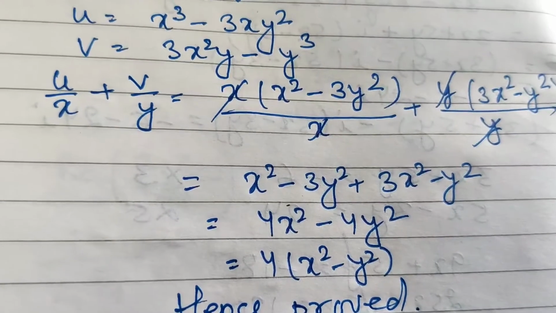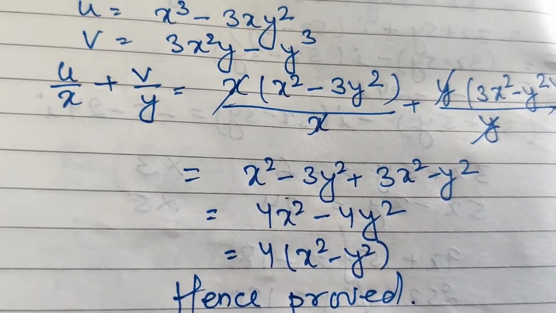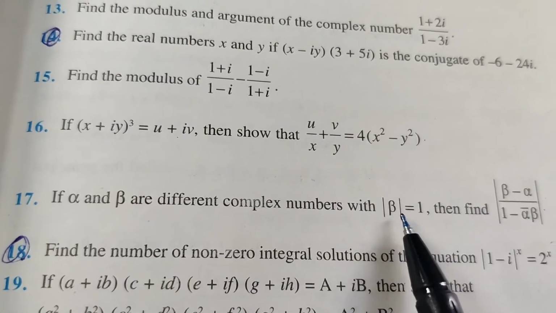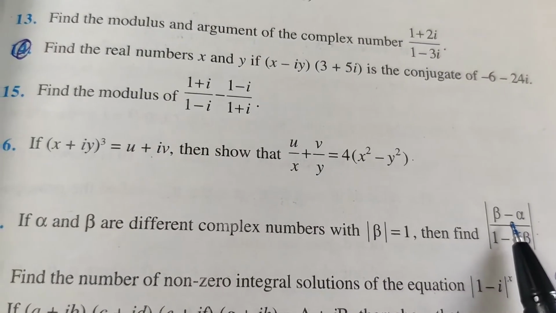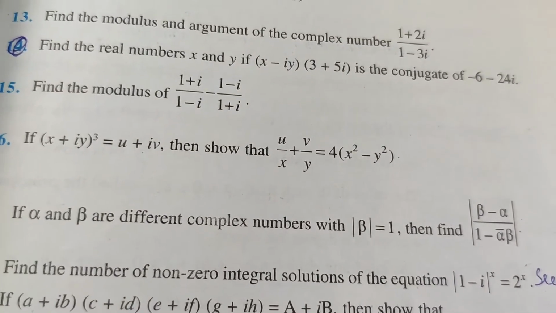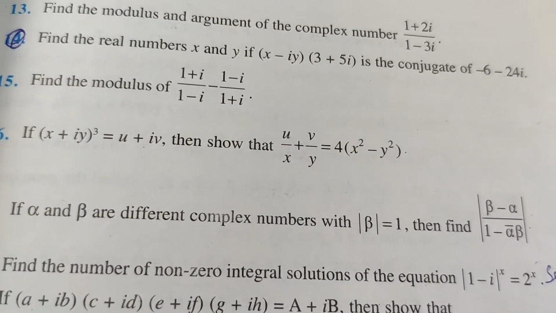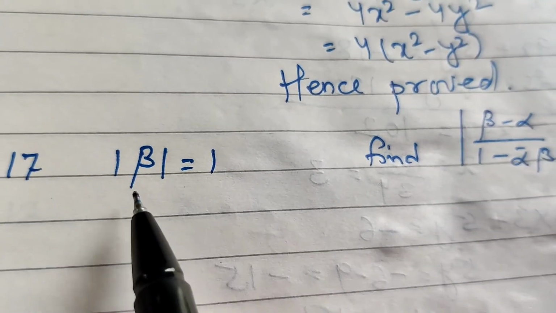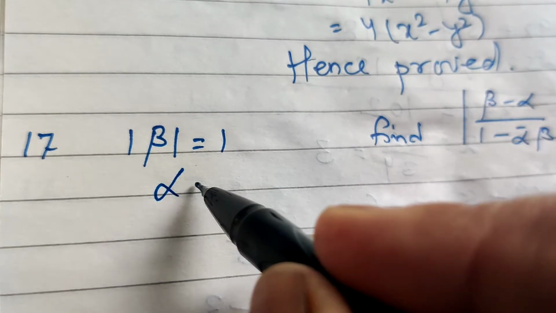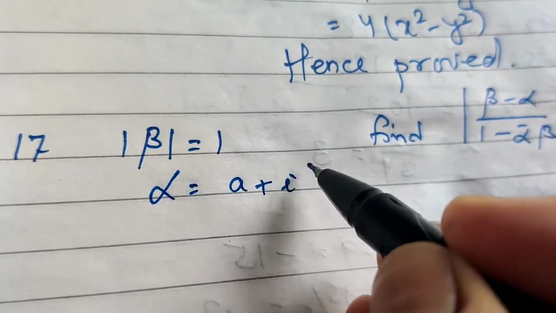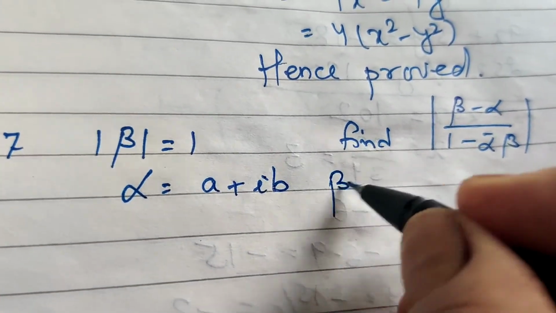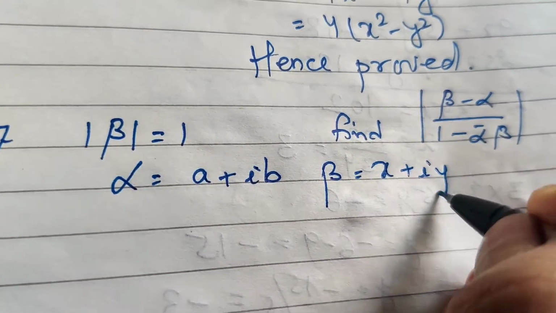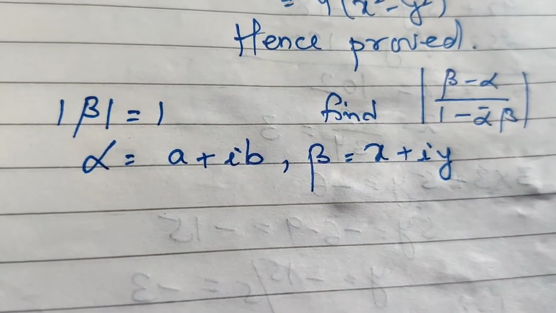Next, question number 17. If alpha and beta are different complex numbers with mod beta equal to 1, then find the value of modulus of (beta minus alpha) upon (1 minus conjugate of alpha into beta). Okay. Suppose alpha is a complex number equal to a plus ib and beta is also a complex number which is equal to x plus iy. These are the two complex numbers.